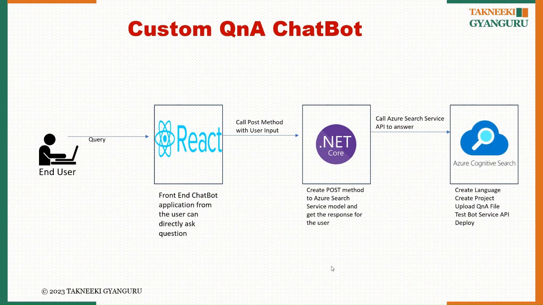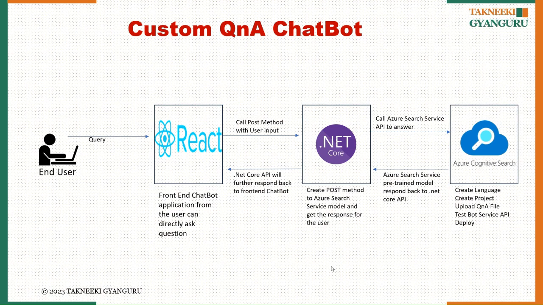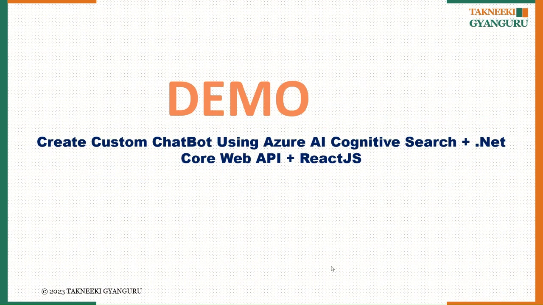Once we deploy, we can directly access this API from our .NET Core API, and then the Core API will respond back to ReactJS, and this UI will show the response to the end user. This is the way we will create it. I will show you the demo. So this is the time for the demo. Let's move to the demo first.